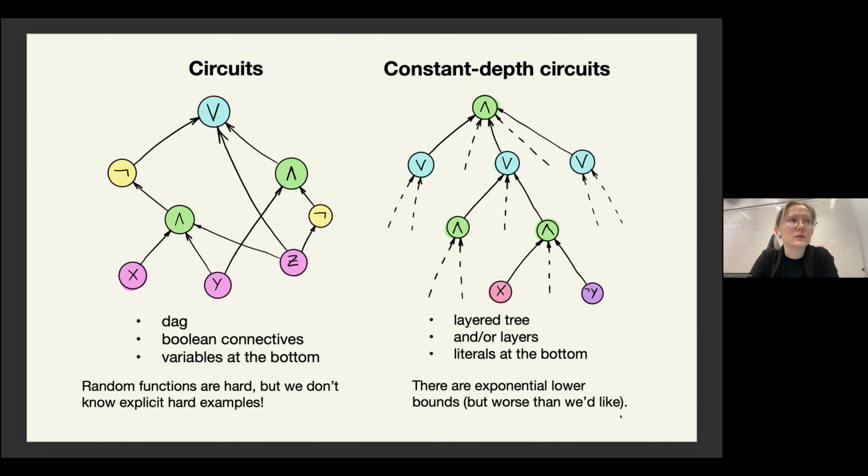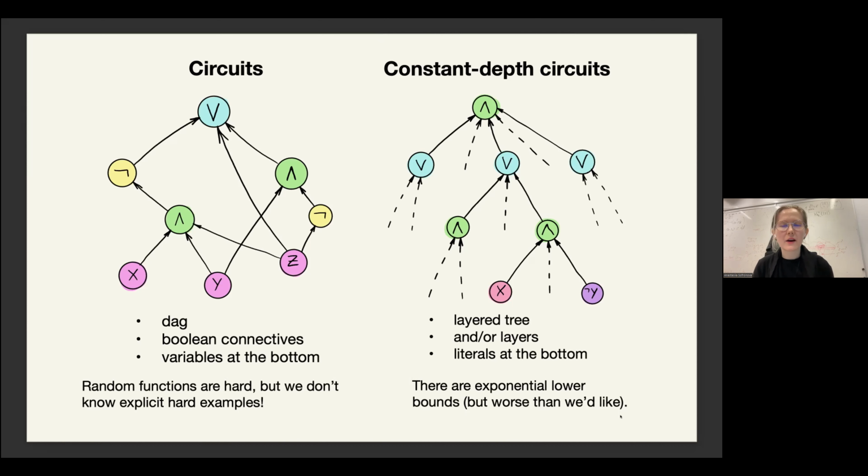For this model, there are some exponential lower bounds in terms of size of order 2 to the n to the epsilon. I was supposed to also write a little bit on the slide, but since I couldn't get my tablet to connect, we'll have to just deal with that. Anyway, we'll somehow manage.